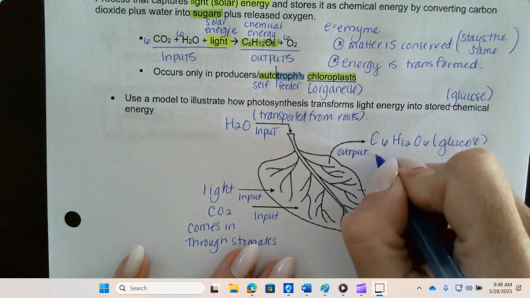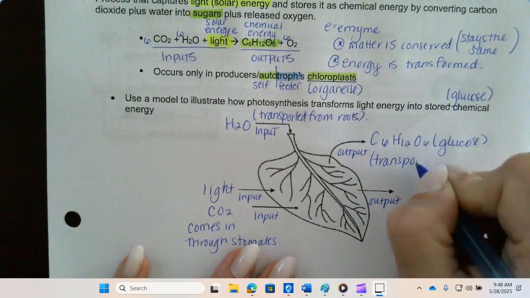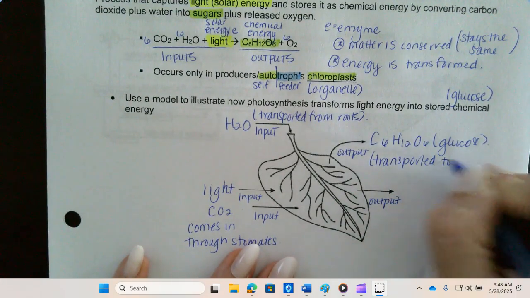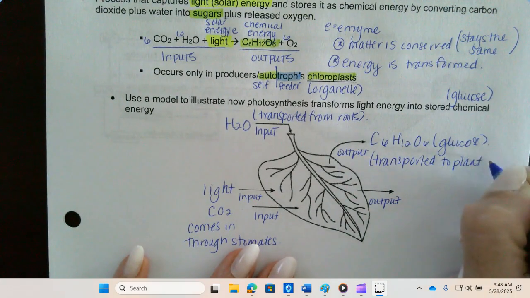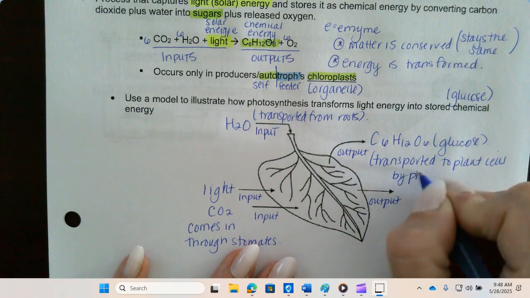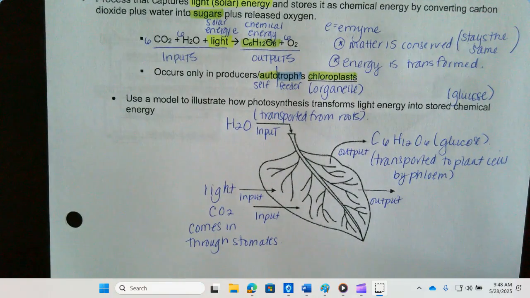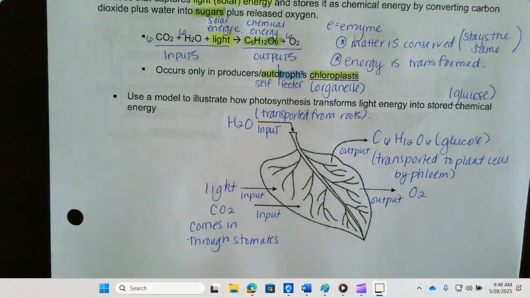And this is going to be transported to plant cells by that vein that we learned about earlier called the phloem. Phloem, food. And then the other thing that gets released is going to be the oxygen.